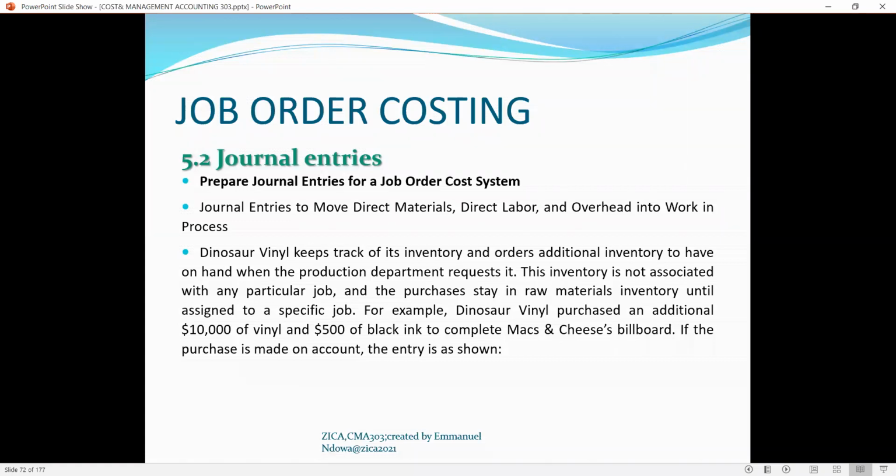Understand? So that's what is being illustrated by the statement that Dinosaur Vineyard keeps track of its inventory and orders additional inventory to have on hand when the production department requests it. This inventory is not associated with any particular job, and the purchases stay in raw materials inventory until assigned to a specific job. So you can see that the inventory will be in the warehouse until assigned to a specific job.